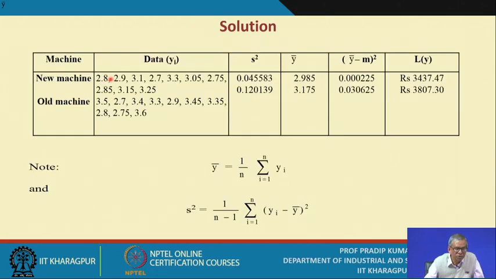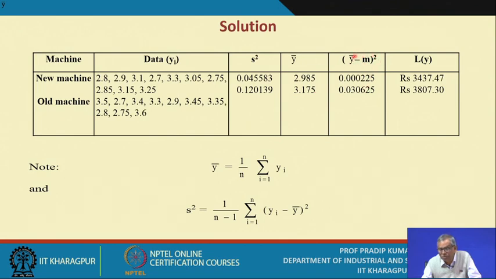So for the new machine, these are the data points you have. For the old machines, these are the data points. Okay, N is 10 in both the cases. So you compute for this one, this is the sample standard deviation with these values, and this is the sample standard deviation value with all these 10 values over here. So y bar for the new machine is 2.985, whereas for the old machine it is 3.175.